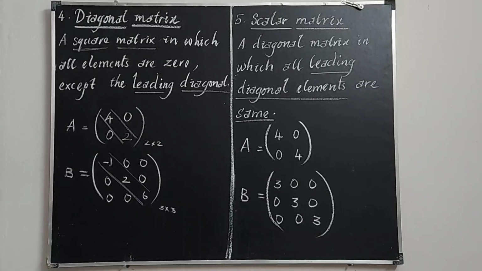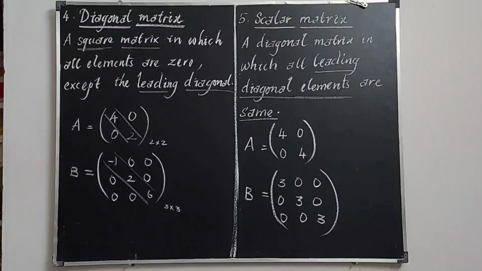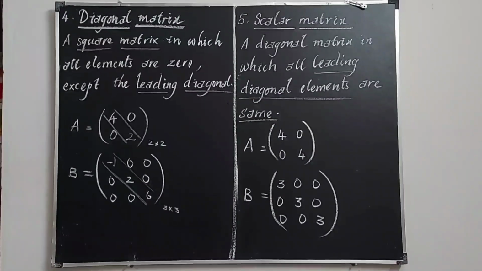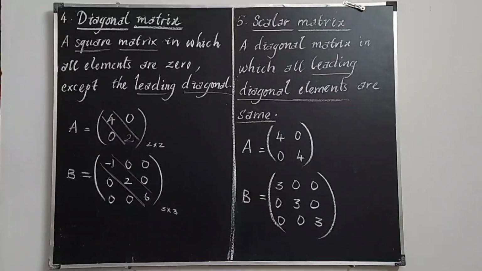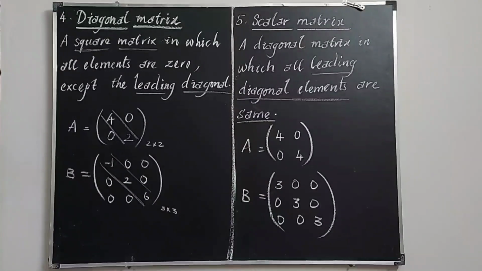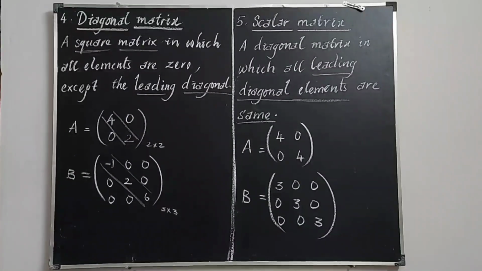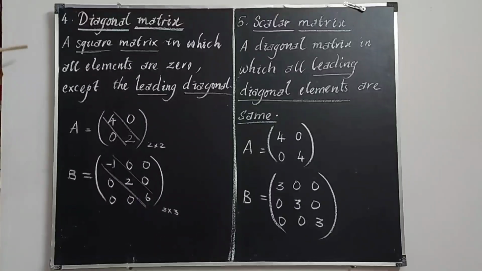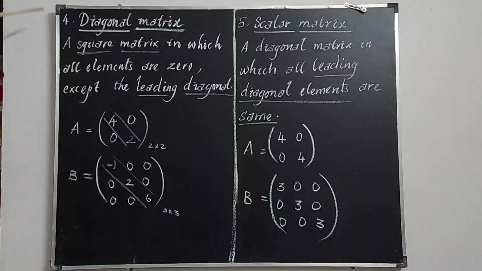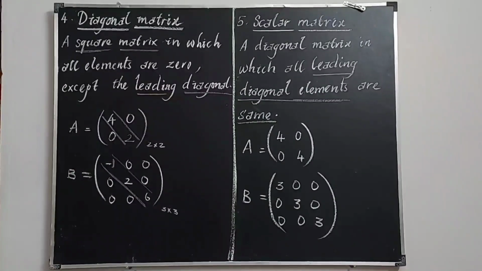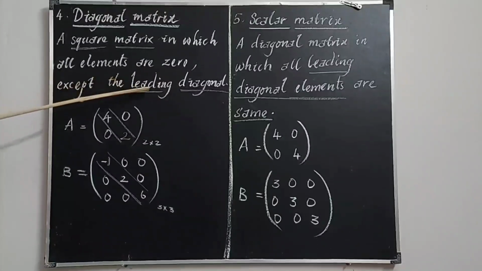Fourth type is a diagonal matrix. Children, row matrix, column matrix and square matrix. All the matrices we have started the definition as a matrix which has only one row, a matrix which has only one column. For square matrix, a matrix which has equal number of rows and columns. But here look at diagonal matrix, a square matrix only is written as a diagonal matrix. So the definition should start as a square matrix in which all the elements are 0 except the leading diagonal.